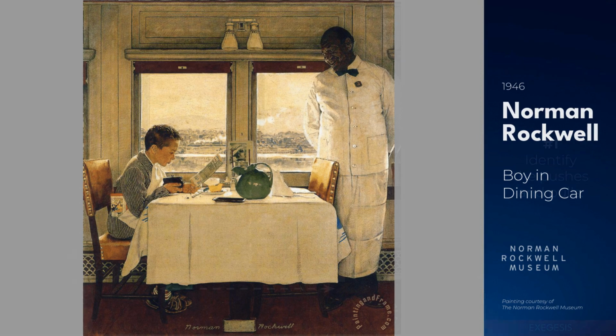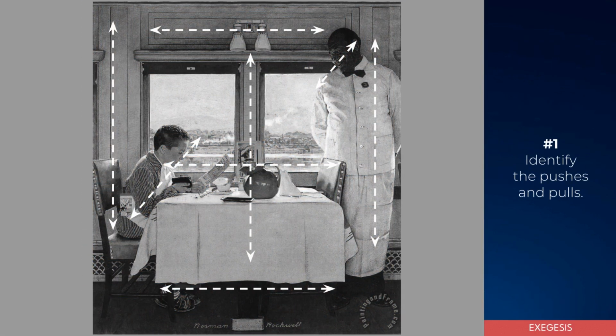Behind the boy, you'll feel a vertical push. At the top of the painting, there's a strong horizontal movement. Another vertical appears on the right-hand side, while the center continues the vertical theme. And don't miss the diagonals. One in the man's face as he looks down, and another in the boy's angle, perfectly mirrored in the menus.